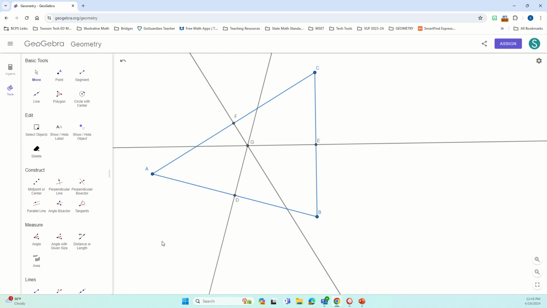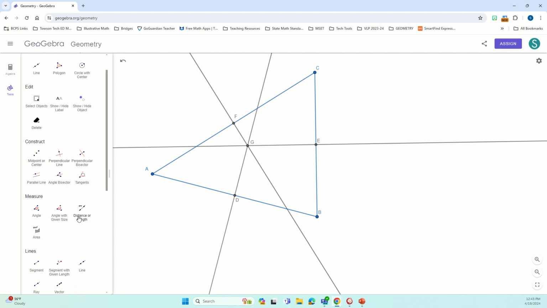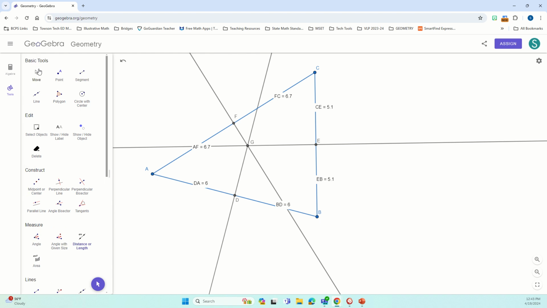Now, to prove that these are perpendicular bisectors, what I'd like for you to do is take the measure tool. See where it says measure distance and length? We're going to go around and measure each one of these legs from the middle. So the distance of A to F, and then from F to C, and then from C to E, and then from E to B, from B to D, and from D to A. I'm going to use the Move tool so you can see that A to F is the same as F to C. So they are congruent. A to D is the same as D to B. They are congruent. And B to E is the same as E to C. They are congruent because these are perpendicular bisectors.